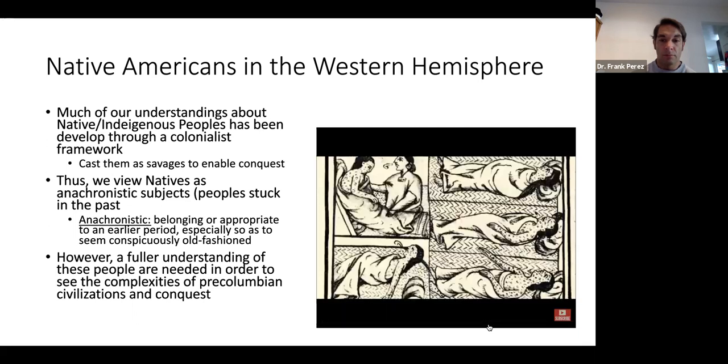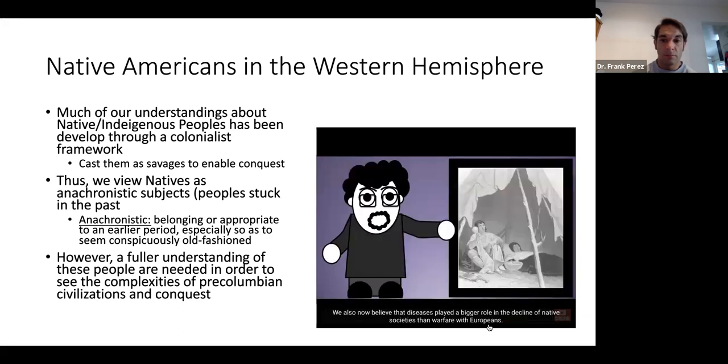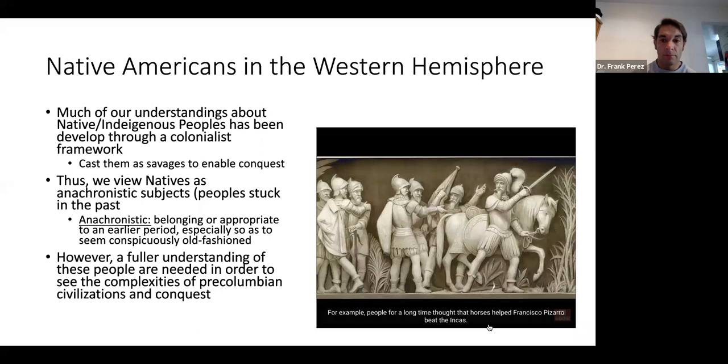We think that the exposure to European diseases moved ahead of the Europeans and gave them a warped view of what populations were like in the Americas. We also now believe that diseases played a bigger role in the decline of native societies than warfare with Europeans. For example, people for a long time thought that horses helped Francisco Pizarro beat the Incas.